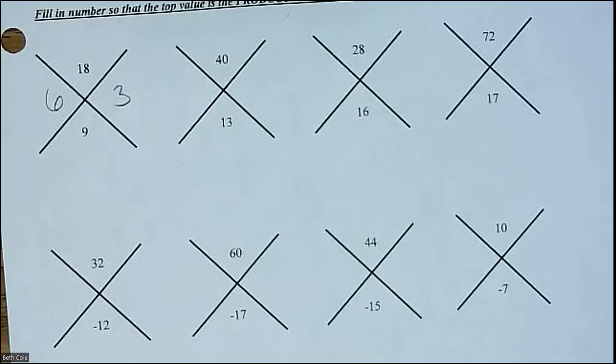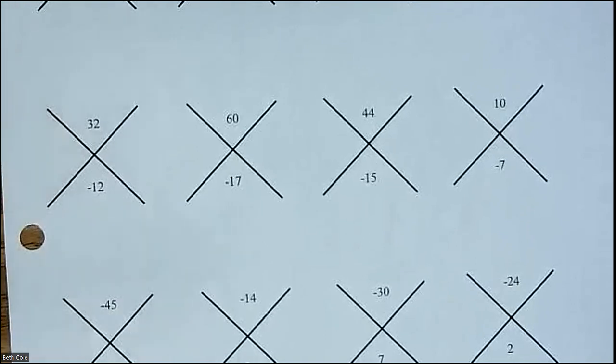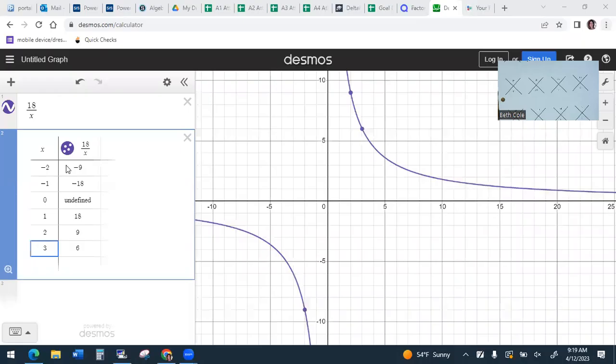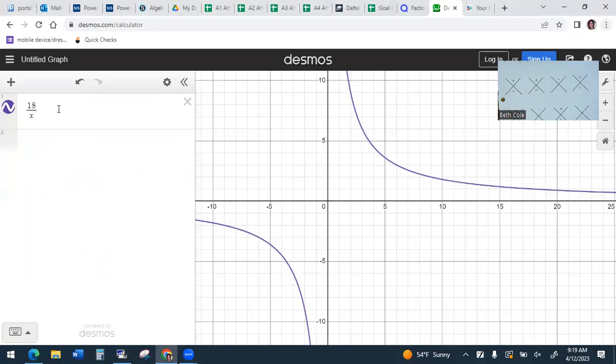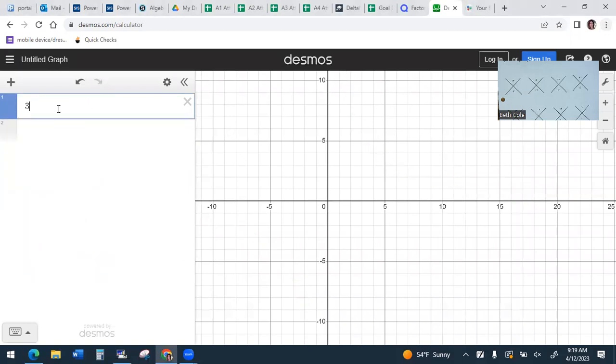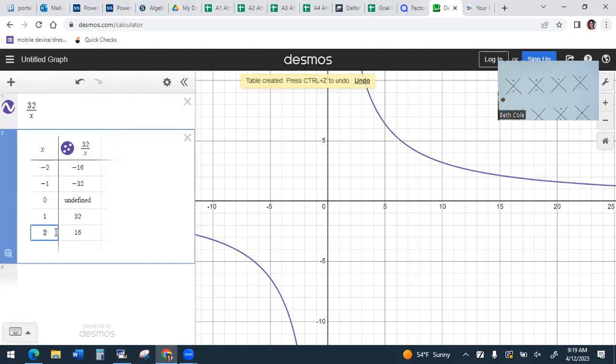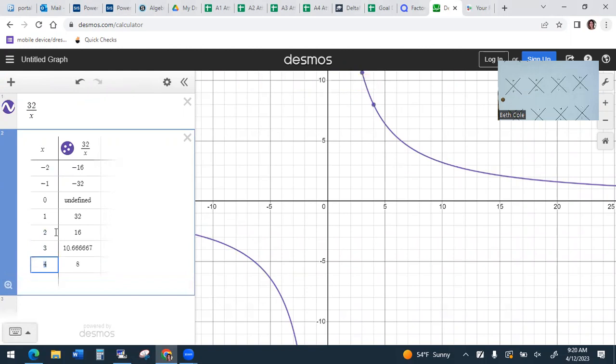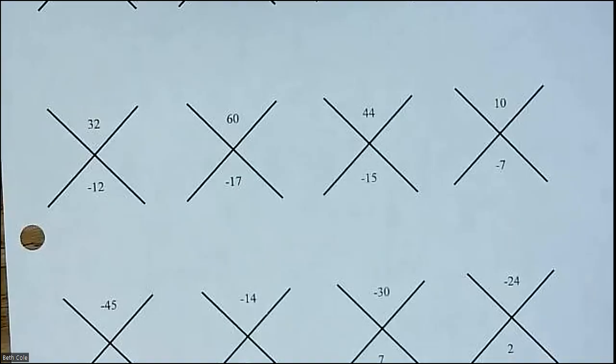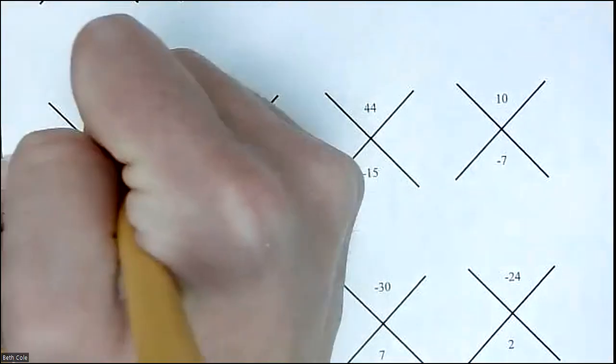Now, if the numbers are small enough, you can usually do it in your head, but when they get bigger, you might need Desmos. For example, this one. Let me go ahead and type that in. You would do 32 divided by X. Make your table, and we're looking for ones that add up to 12. Now, they're both going to need to be negative because it's a negative 12, but do you see it? Yeah, 8 and 4. Good job. And they'll both need to be negative.